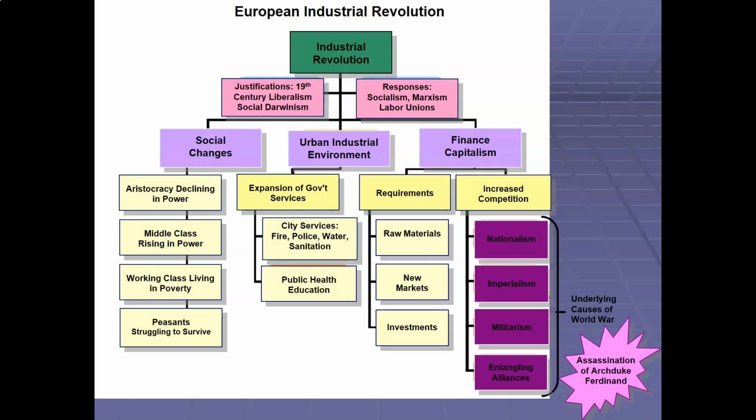And you see social changes. Aristocracy has a declining power base. You see middle classes rising up. You see the working class living in poverty and peasants struggling to survive. Again, we've talked about this already. We're going to talk more about this moving forward. From an urban industrial environment, we see the expansion of government services to people, as well as facilitation to businesses. You see city services develop, such as fire, police, water, and sanitation. And you also see public health and education movements throughout this century as the Industrial Revolution moves on and we get closer to the 1900s and the 20th century.